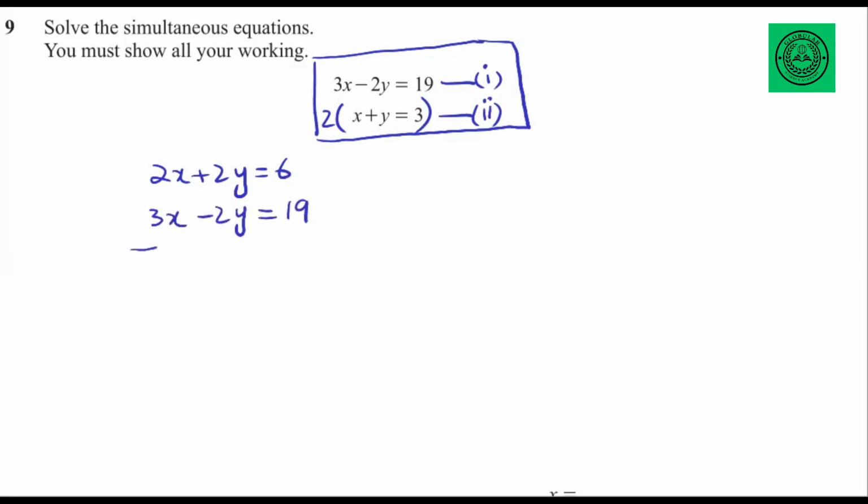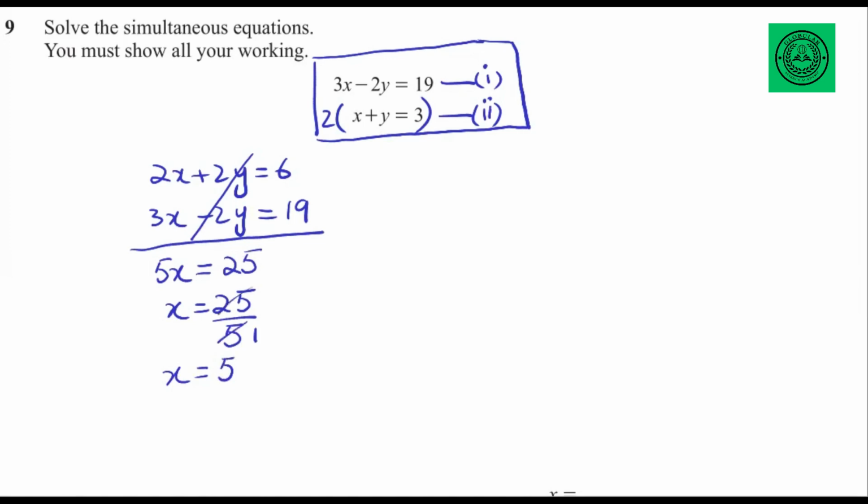Upon adding these equations, we see that 2y gets cancelled by 2y, and 2x plus 3x will give us 5x, and 6 plus 19 will give us 25. So simply divide this 5 on the other side, and we get x equals 25 upon 5. So x equals 5. Again, same cancellation, 5 and 25 can be cancelled by the same factor, which is 5.